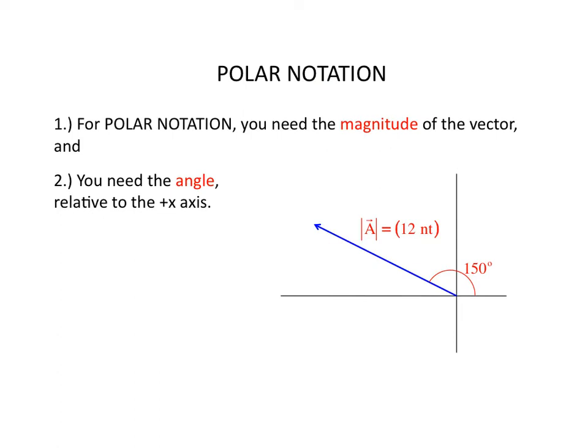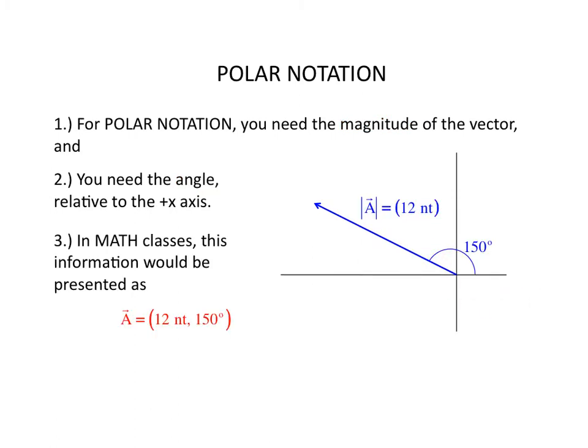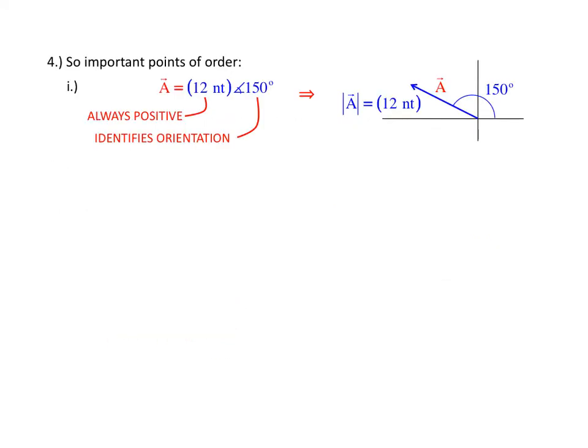So for polar notation, you need to know what the magnitude of the vector is, and you need to know what the angle is relative to the x-axis. In math classes, this is normally characterized as an ordered pair. You will never use this notation in physics. So in fact, the notation that you'll use looks like this.